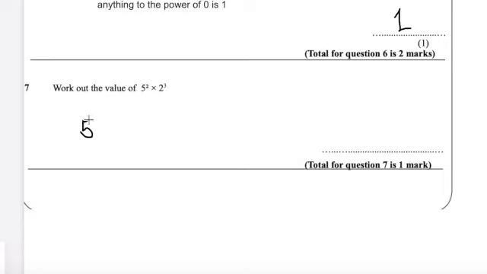Then moving on to number 7, work out the values. This goes back to basic mathematics. So 5 squared is 25, 2 cubed is 8, 25 times 8. You could write this out on the side, or you could put this into your calculator if you're just going through this for revision. This is 200.